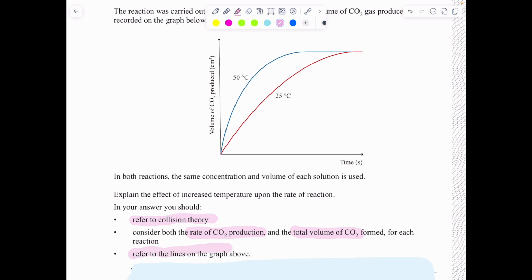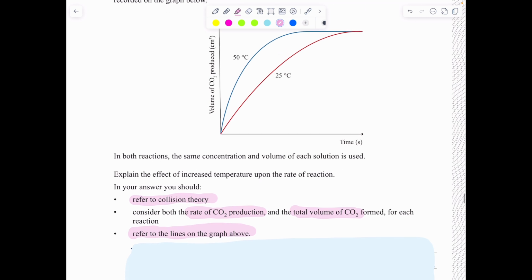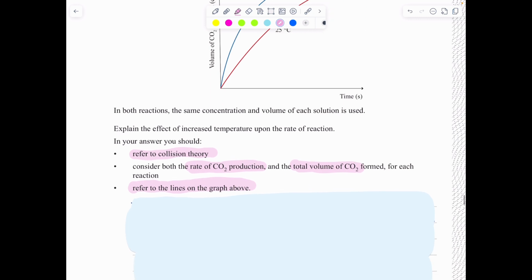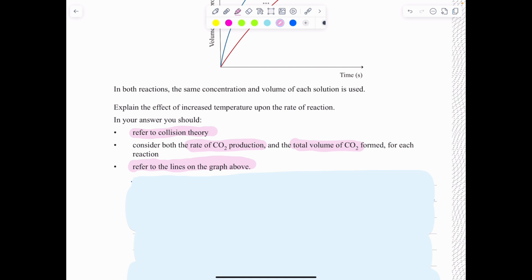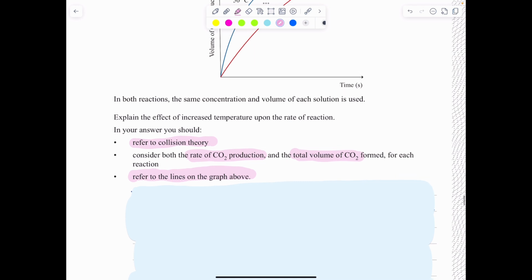Refer to the lines on the graph above. So these are the things that we have to tick off. It's always good to highlight what you need to write in your answer and talk about each thing in a good amount of detail. So, as I've explained, bit of an oopsie there, dropped my iPad, we're all good.